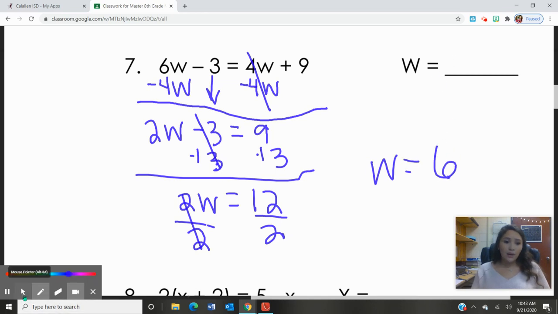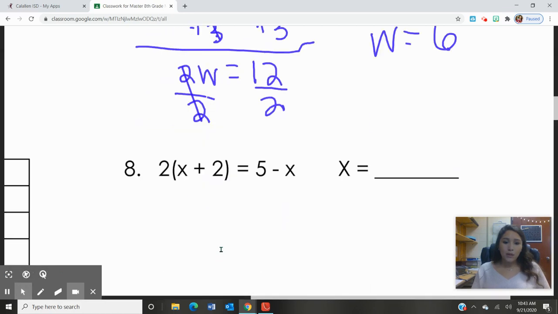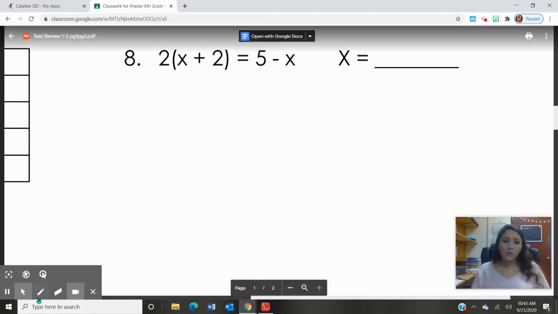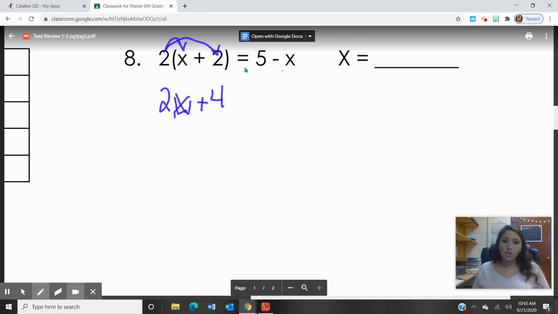Okay, let's take a look at question number 8. Number 8, I have 2 times x plus 2 equals 5 minus x. So we automatically know that if we see parentheses, we need to multiply by the number that is outside of the parentheses. So everything inside the parentheses is going to be multiplied by 2. So I have 2 times x, which is 2x. And then I have 2 times 2, which is 4. So 2x plus 4 equals, I'm just going to bring down this 5 minus x, so equals 5 minus x.